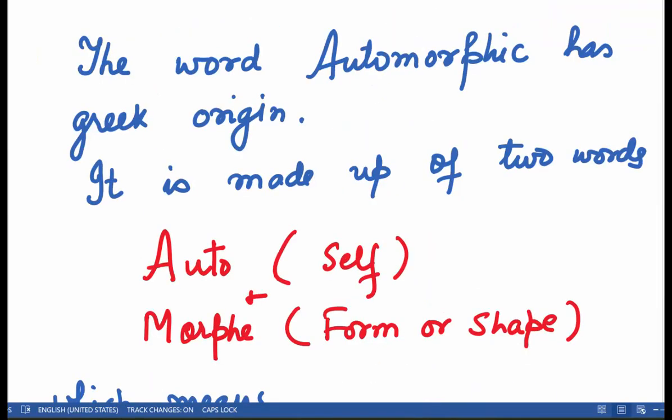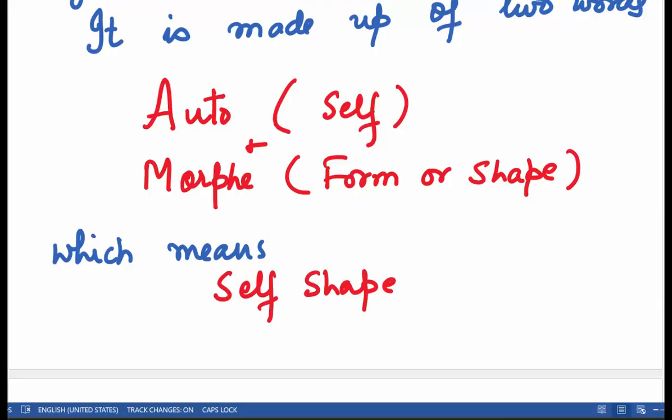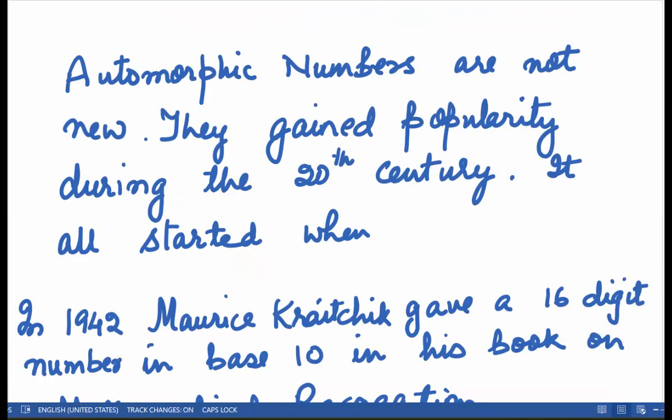The word automorphic has Greek origin. It is made up of two words, auto, which means self, and morphe, which means form or shape. So together they mean self shape. Automorphic numbers are not new. They gained popularity during the 20th century.